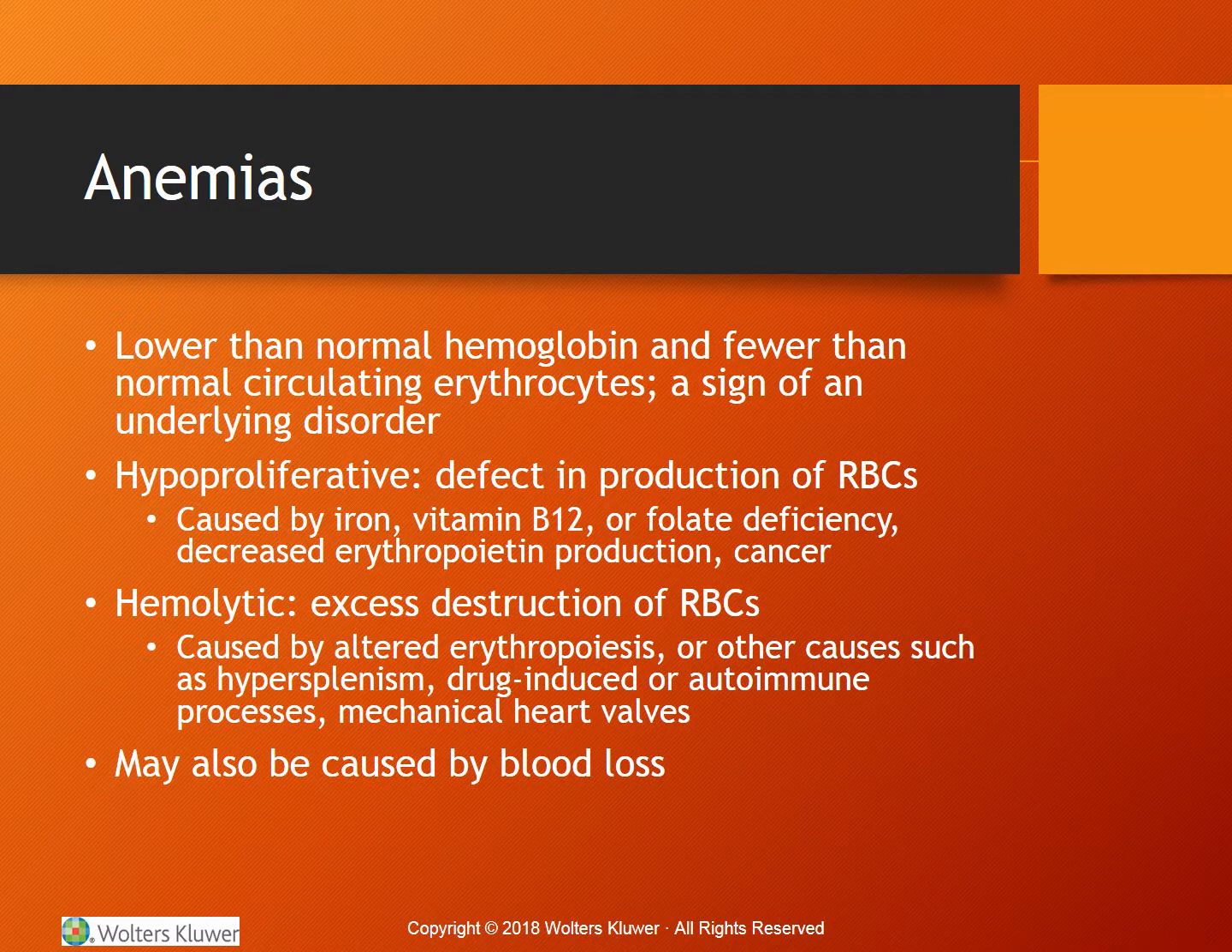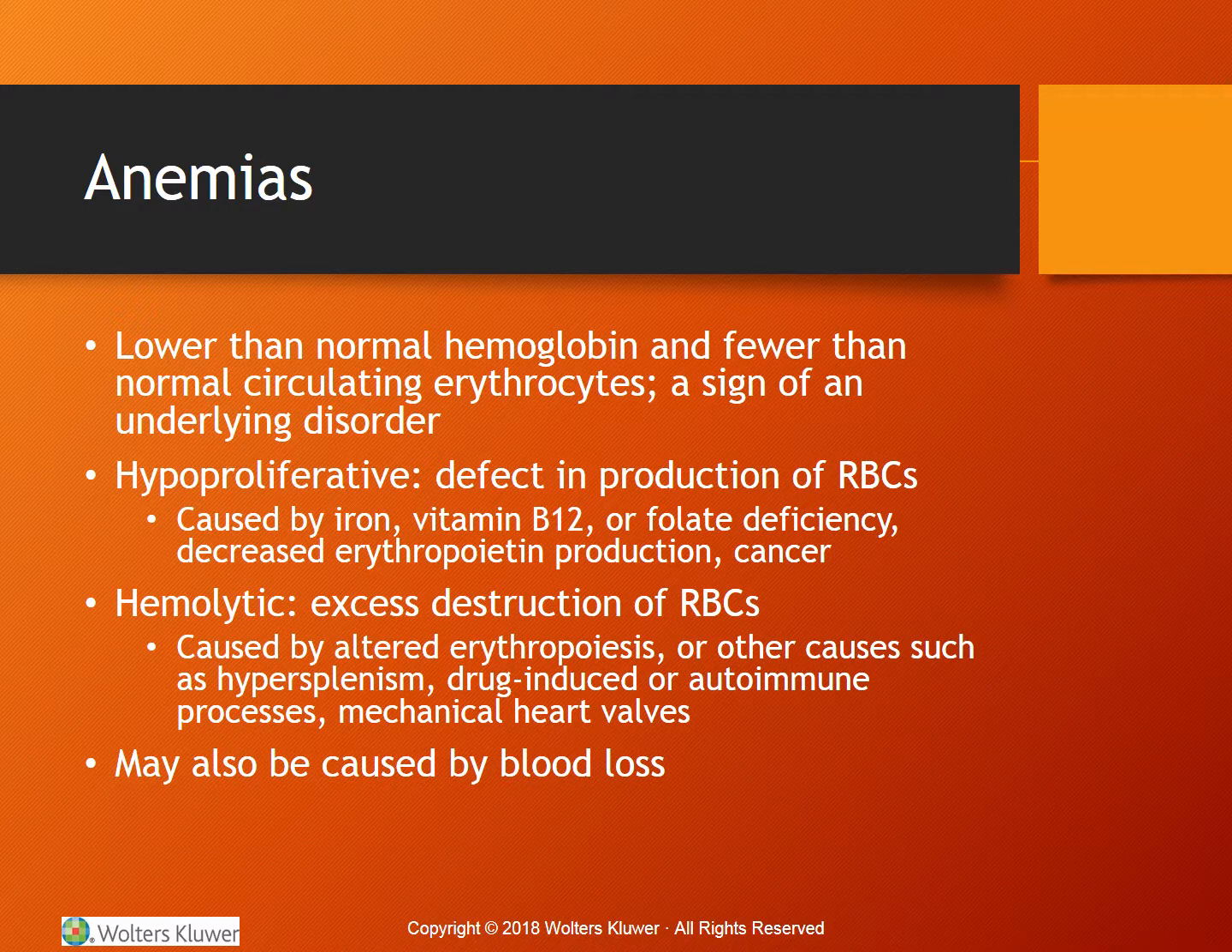In hemolytic anemias, there is actually destruction. So you're producing the red blood cells, they're coming out okay, but then they're being destroyed somewhere in the body, usually by the spleen. It's caused by altered erythropoiesis. Other causes such as hypersplenism. Hypersplenism is when the spleen enlarges due to excessive destruction of the red blood cells. The spleen is where our red blood cells go to be recycled, and when it becomes too active, the spleen gets enlarged and destroys too many.